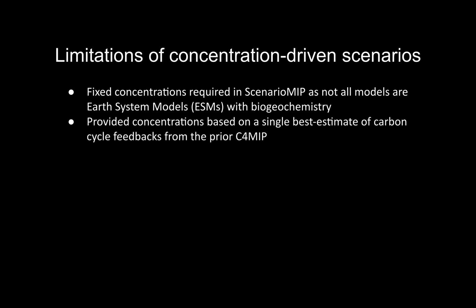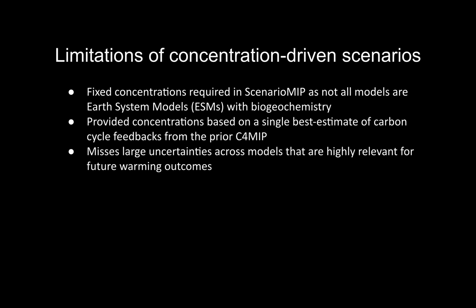So instead, what we do is we provide a single set of concentrations for all the models to use, and a single set of forcings for that matter across various other aspects, based on a single best estimate of carbon cycle feedbacks that's largely derived from the prior C4MIP experiment, which is an emission-driven run that was done in the prior IPCC. So for example, CMIP5 concentrations are derived using CMIP3 C4MIP results.